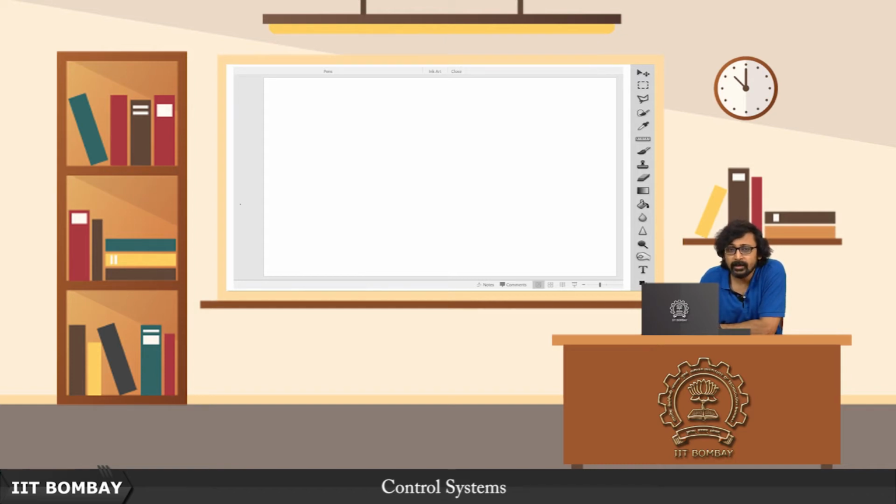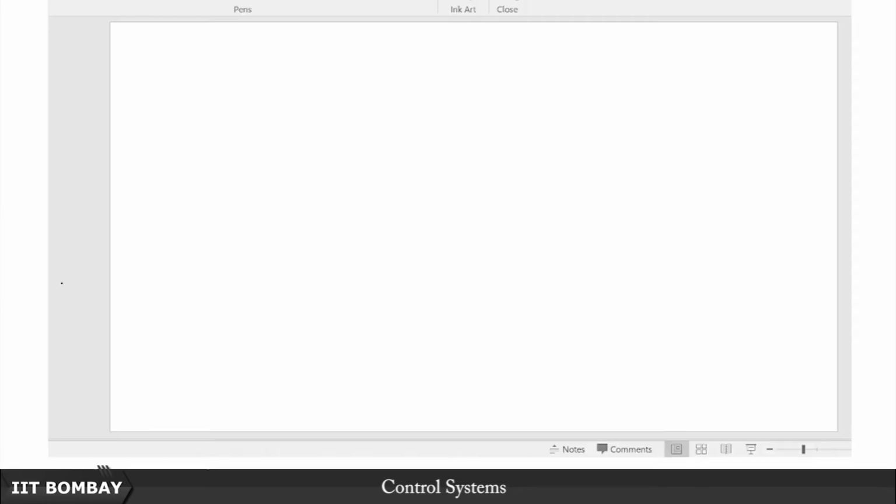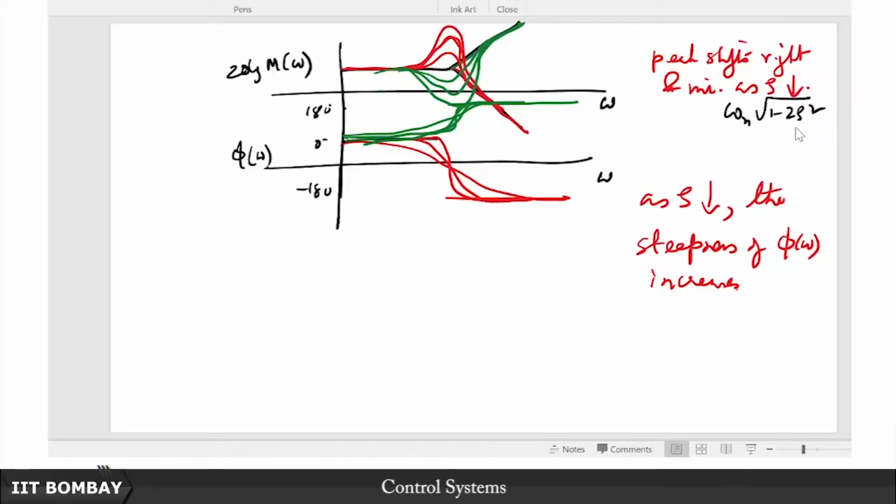we saw that with a lesser damping you have a higher resonant peak, just like with a lesser damping in the time domain you had a higher percentage overshoot. And we also saw that this peak had a tendency to shift more to the right, closer and closer to omega n, which was the break frequency, as zeta diminished. In the phase plot we saw that the role that this zeta played was in determining the steepness of rise.